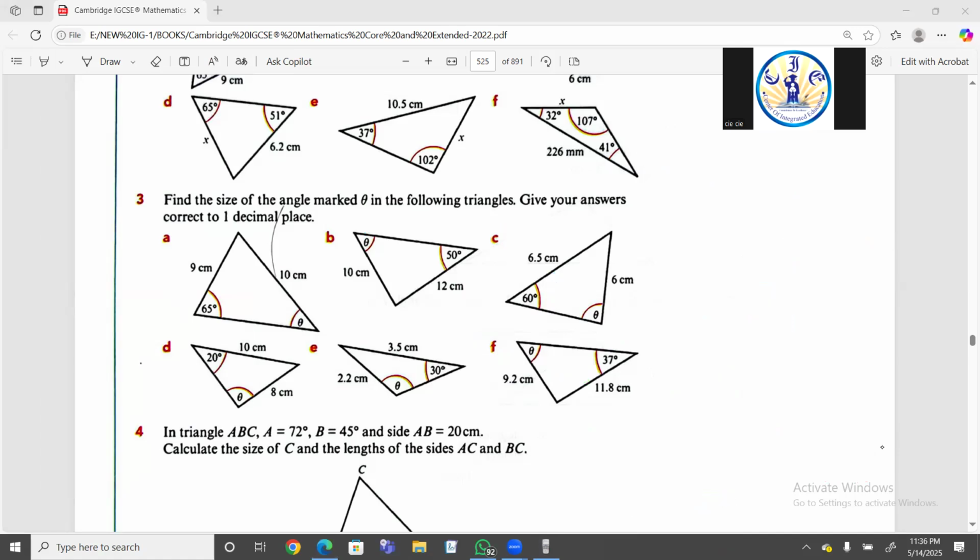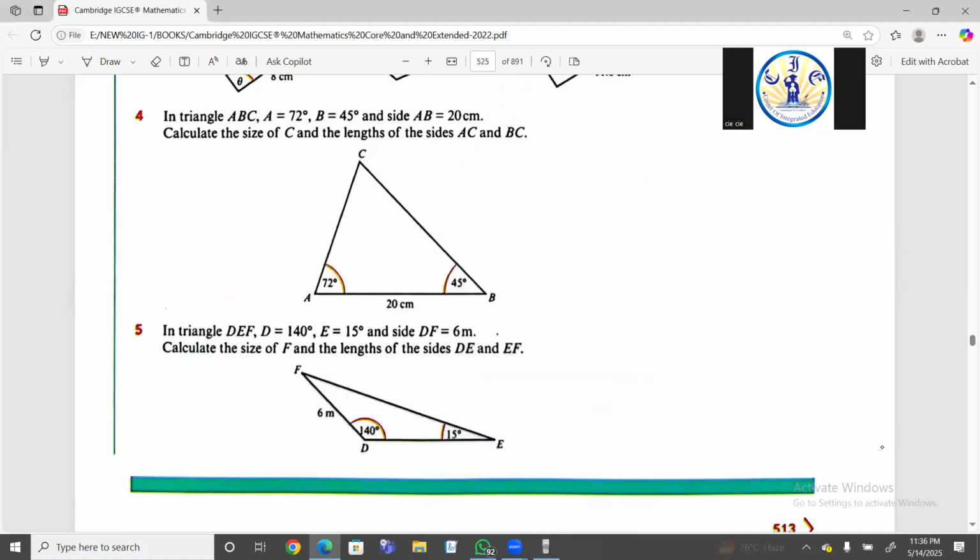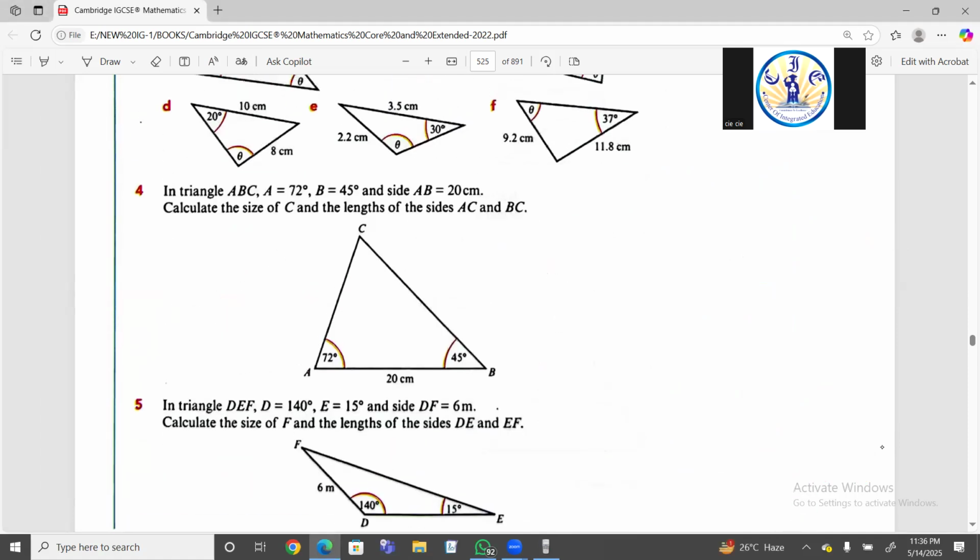Okay, with all these concepts clarity and questions practice, now I proceed to question number 4. In triangle ABC, angle A is 72 degrees, B is 45 degrees, and side AB is 20 centimeters. Calculate the size of angle C and the lengths of the sides AC and BC.